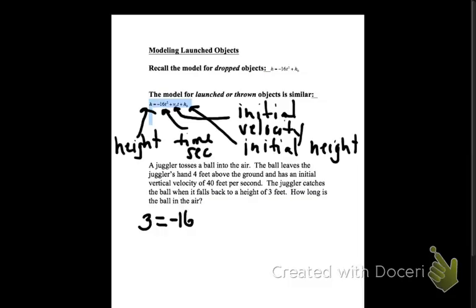We have the negative 16 t squared plus our initial velocity is 40 feet per second and our initial height is 4 feet. To solve this, we're going to use the quadratic formula. So the first thing we have to do is set it equal to 0. I'm going to move everything to the left side of the equation so that my a is positive. That gives me positive 16t squared minus 40t minus 1 equals 0.